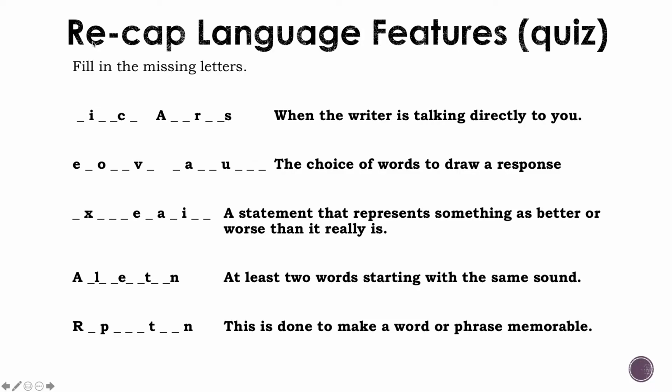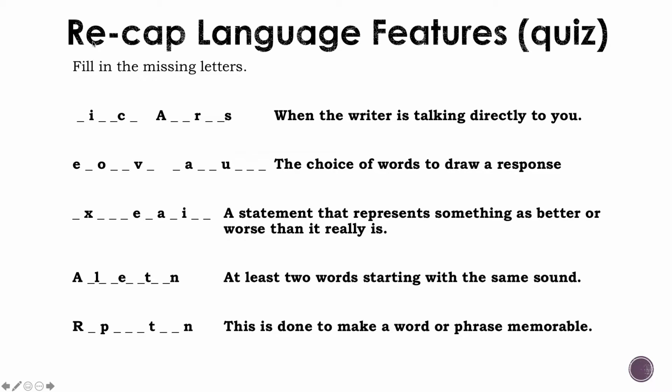Okay, so have you done that? So the first one, when the writer's talking directly to you, that is called direct address. Okay, so second one, choice of words to draw a response. This is emotive language. Okay, so specifically, use of language that can make you feel either guilty or sad about something. Can also be happy, but normally it is to make you feel guilty or sad or shocked about something.